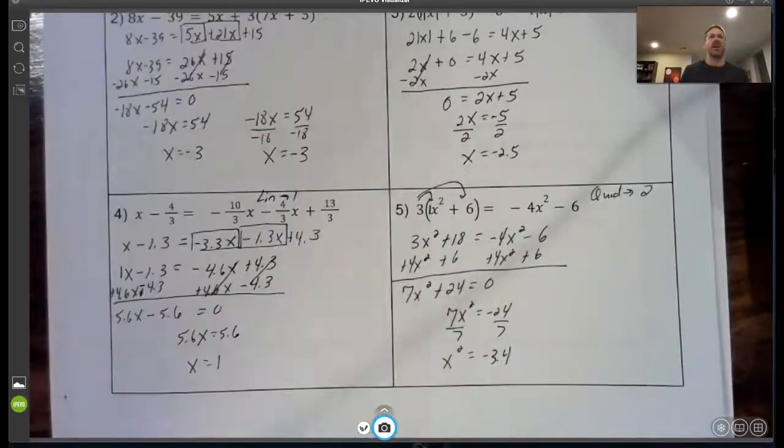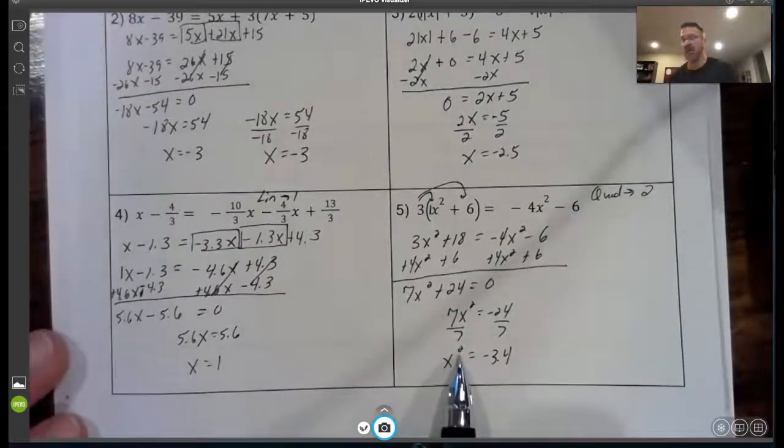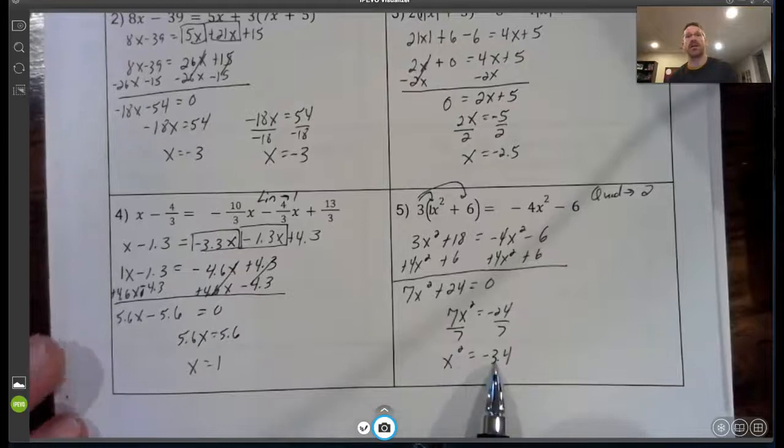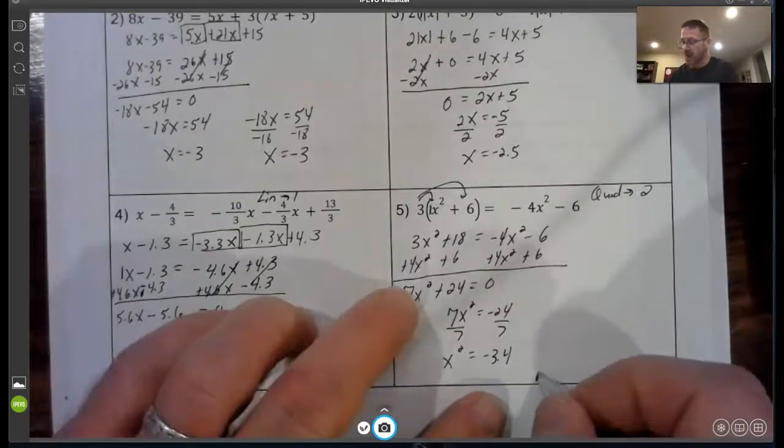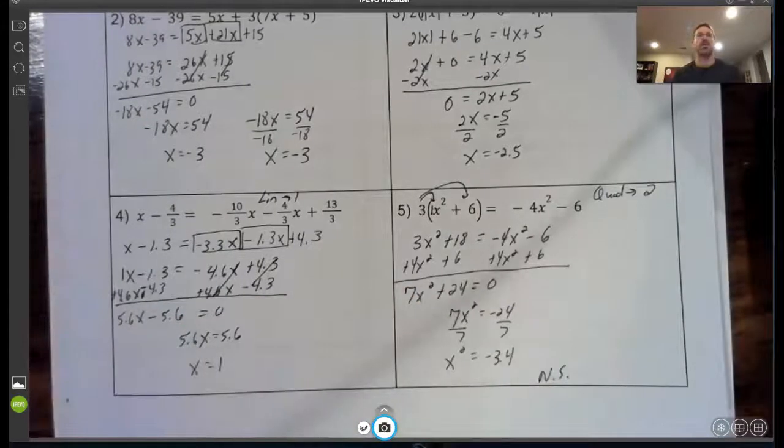Perfect. Now, the big thing here is that we have an x squared equals a negative, right? So we know when we square a number, it's always going to come out to be a positive, all right? So this would be a no solution problem.